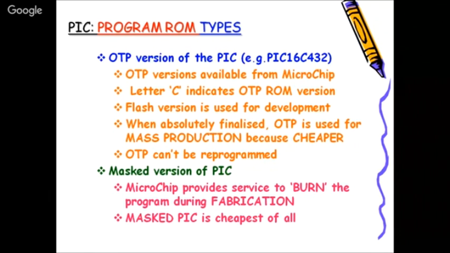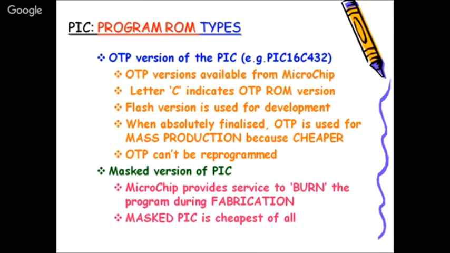And mass version of the PIC, Microchip provides service to burn the program during fabrication. वो जब fabricate करेंगे, it provides the facility. So this we have to see कि कौन सा controller हम select करेंगे, कौन से manufacturers कैसी facilities provide कर रहे हैं. सो ये facility जो है PIC के case में available है Microchip से, कि आप maskable controllers are also available. ठीक है, that will happen at the time of fabrication. And as I said कि mask PIC जो है, these are the cheapest of all, even cheaper than the OTP versions.